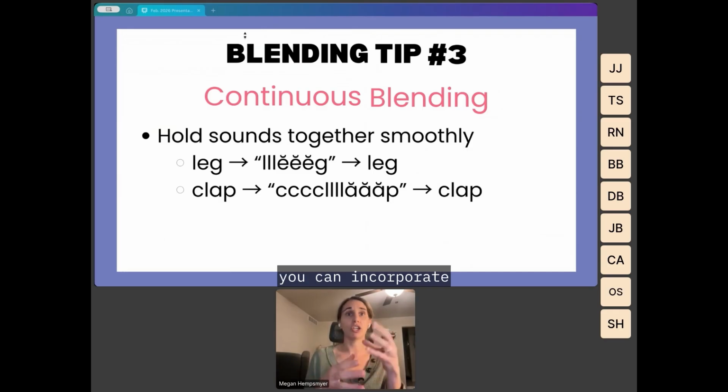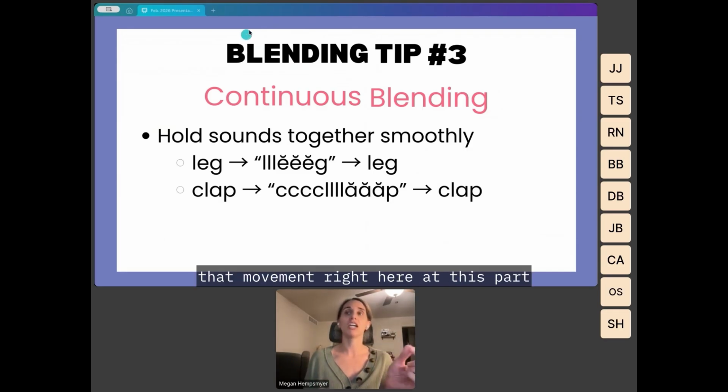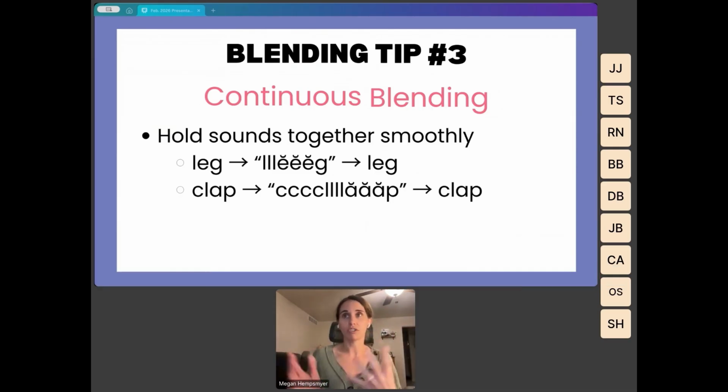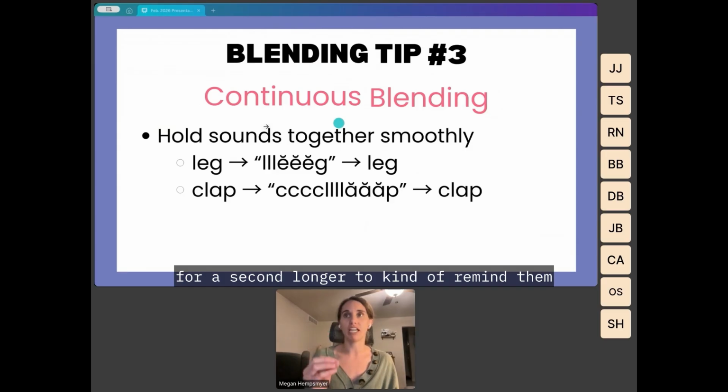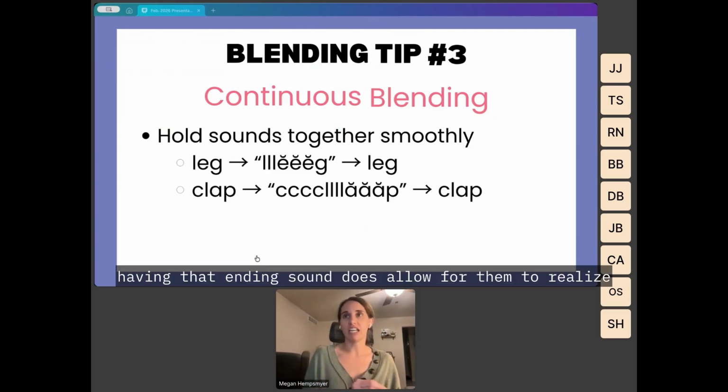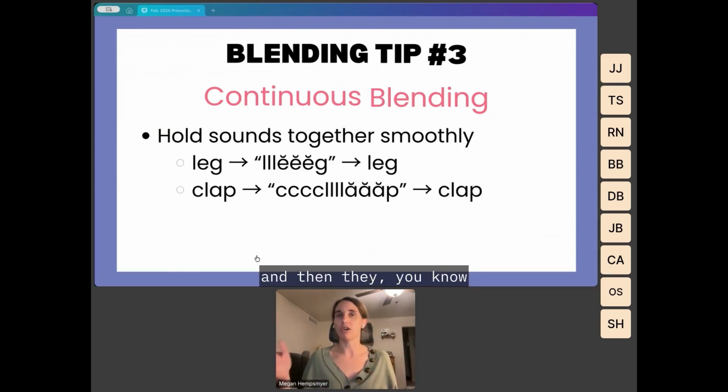And, again, you can incorporate that movement right here at this part, because when they're looking at the word leg, they've got their toy car and they're sliding across the word leg. And I have only one sound on here, but you can have them say it for a second longer to remind them that there is that ending sound as well. But also, having that ending sound does allow them to realize that word is over, and it kind of helps their brain switch to go to the next word too.